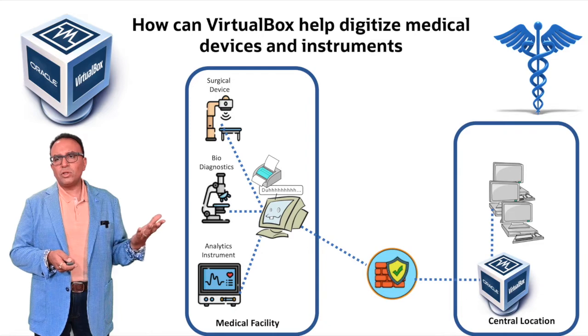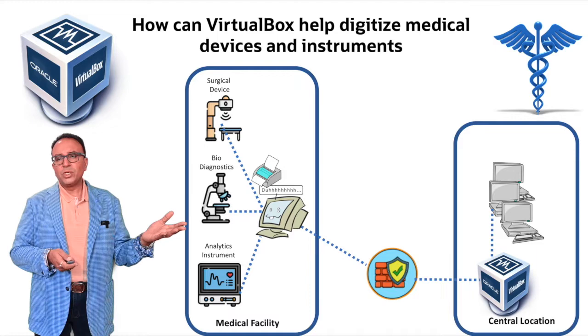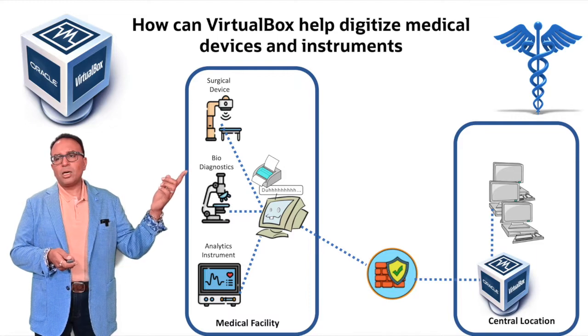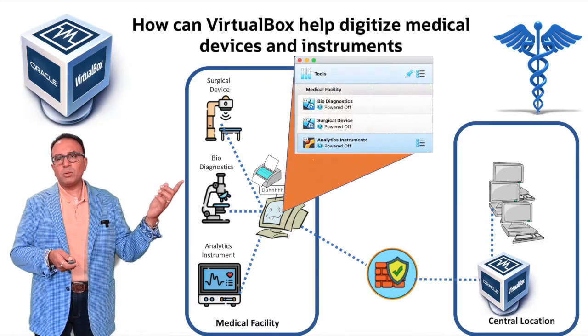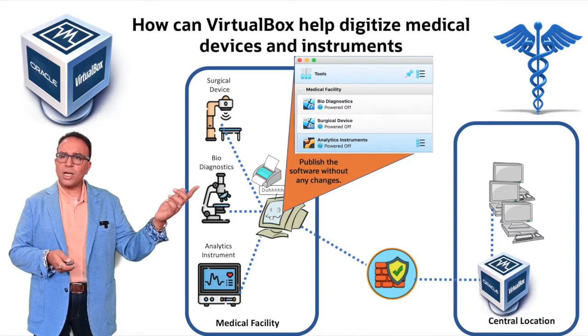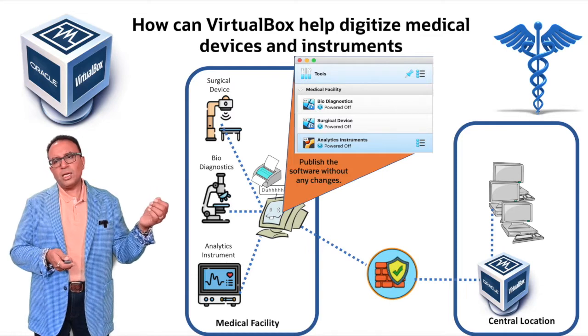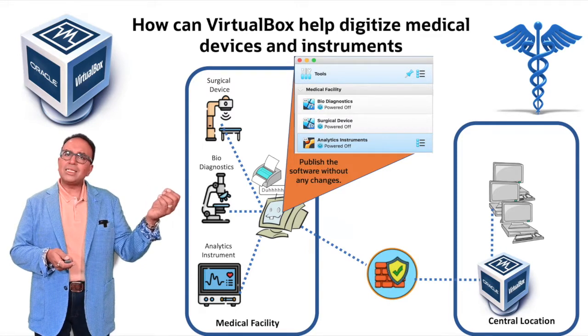So what are the advantages of doing this? It now means that you have a single computer, smaller footprint, but it also means that you can have the software published through a menu approach. So in this instance, you've got a menu of three softwares available on the dumb device for three separate apparatus. Whenever you want to run the biodiagnostics, you click and launch the biodiagnostic software. Whenever you want to run the actual surgical device, you launch the surgical device software. When you want to run the analytics instrument, you launch the analytics instrument software.